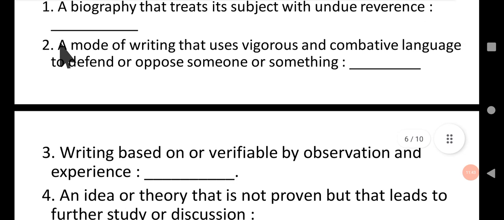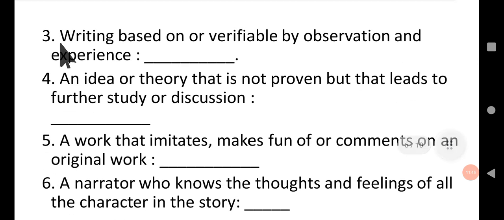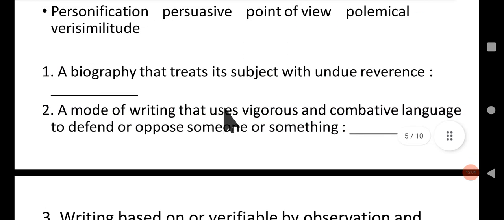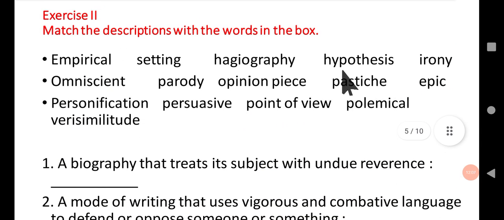Okay, next one, fourth one, an idea or theory that is not proven but that leads to further study or discussion. It is just like a clue. An idea that is not proven to be true but which can help us lead to further study. What is it called as? That is called as hypothesis. Beginning of any book or writing, before we write some book, we have a hypothesis that will help us to write the whole book.